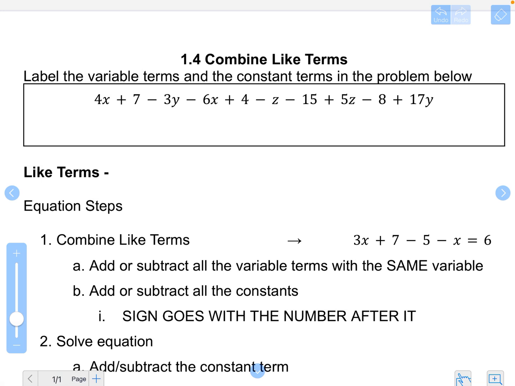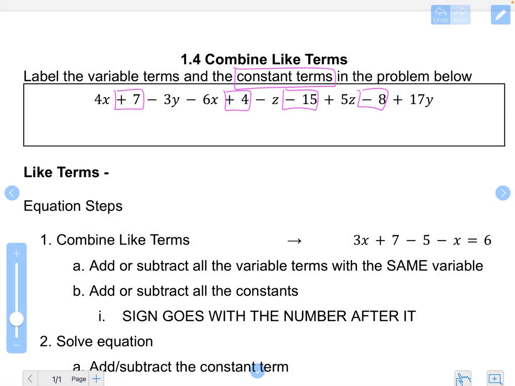Today we're going to talk about combining like terms. So we're going to talk about our constant terms first, because those are the easiest ones for us to find, and those are our numbers without letters, without variables. So they are just numbers, and they are all by themselves.